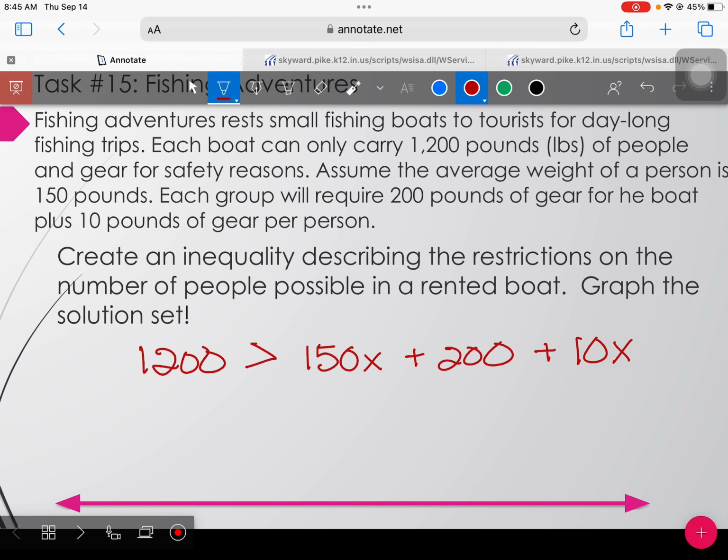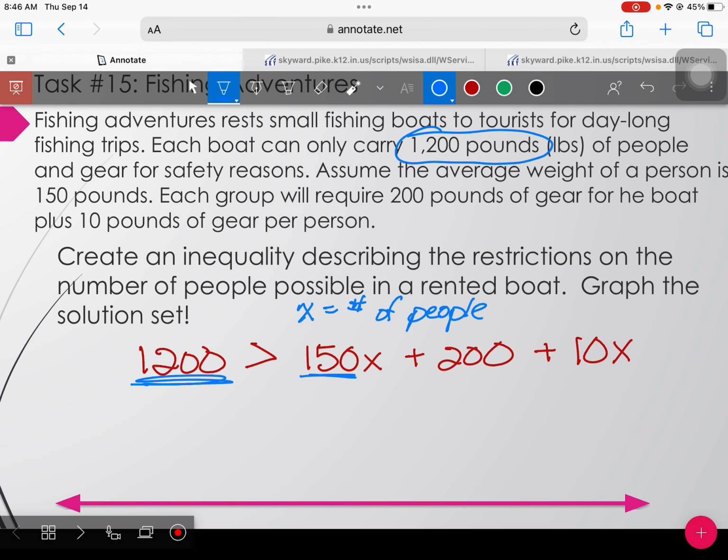1,200, that is the most it can carry, right? Yeah. So that's kind of like your total. She says that has to be greater than 150 times x. What is my x? What's my unknown here? The number of people, right? The number of people we can carry. Okay, so we assumed they were each 150 pounds. That's all we can go by.